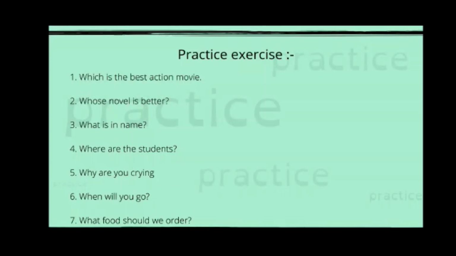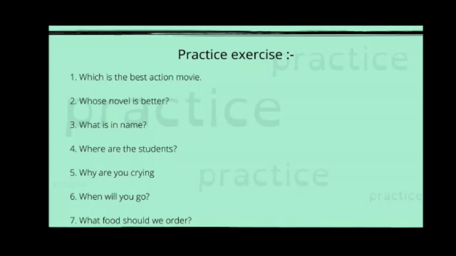What is in a name? Here also, what is an interrogative pronoun. Where are the students? Now the question is used to ask about a place, so it is an interrogative adverb. Why are you crying? Why is an interrogative adverb, because the answer to this question will be something about a reason. When will you go? When is an interrogative adverb, because the answer will be about some time. So it's a time related question, so it is an interrogative adverb.